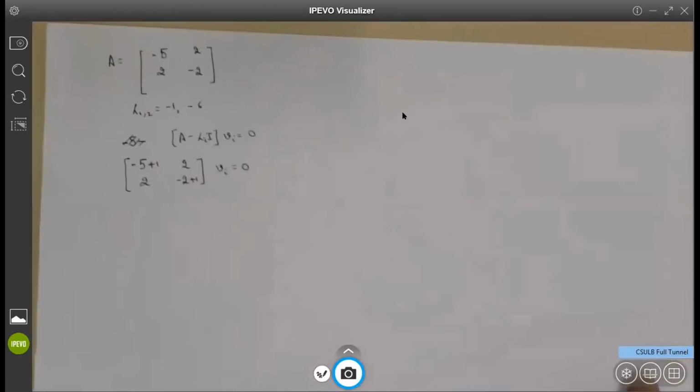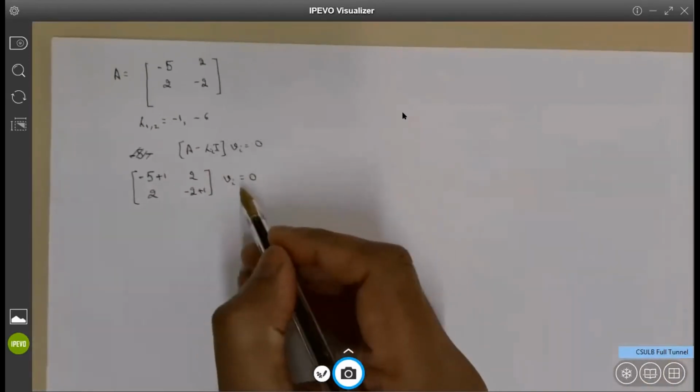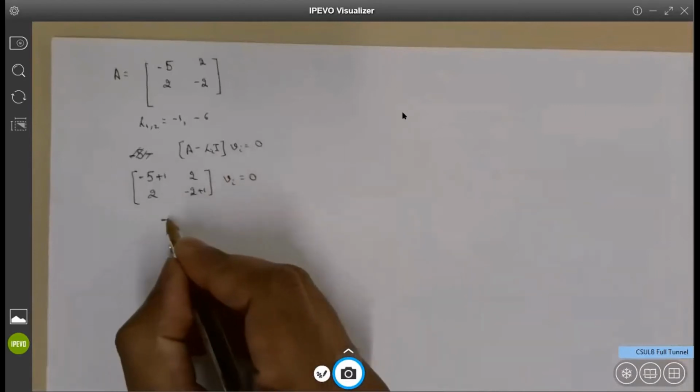All right, sure. I hope the others who are finding the eigenvectors have been able to do that. Can you quickly let me know what you are getting?